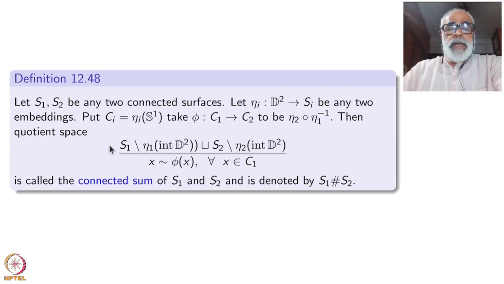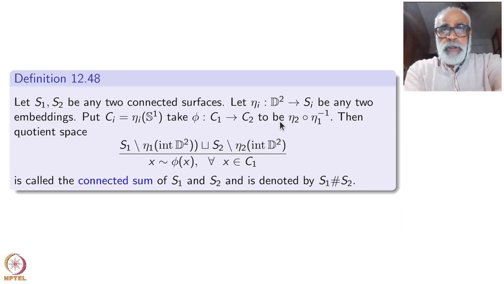Then the quotient space is obtained as follows. You take S1, throw away the interior of the image of that disk, and keep the boundary. Similarly, from S2, throw away the interior. So you start with two surfaces, and now you have made two holes there. When you make a hole, the closed disk is removed from the interior, but the boundary circle is there. Those are C1 and C2.